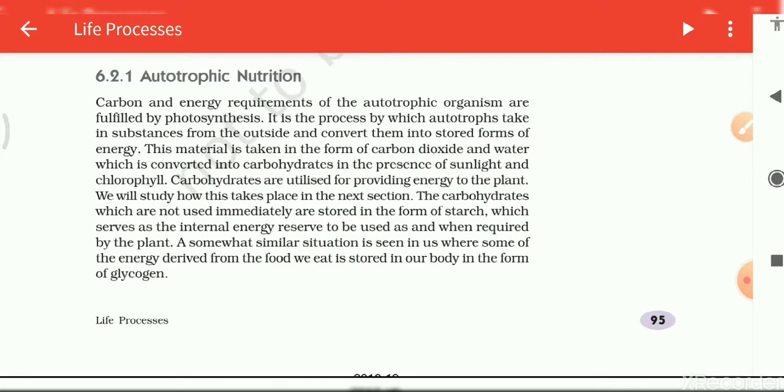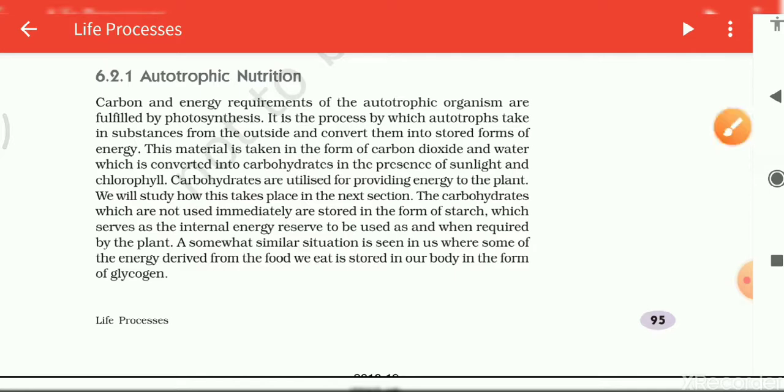Auto means self. Autotrophic organisms are those which can make their own food with the help of inorganic sources. Inorganic sources means carbon dioxide and water, in which carbon is present in very small amounts. Heterotrophic organisms are those which depend upon others for their food. Let's continue this topic 6.2.1 autotrophic nutrition.